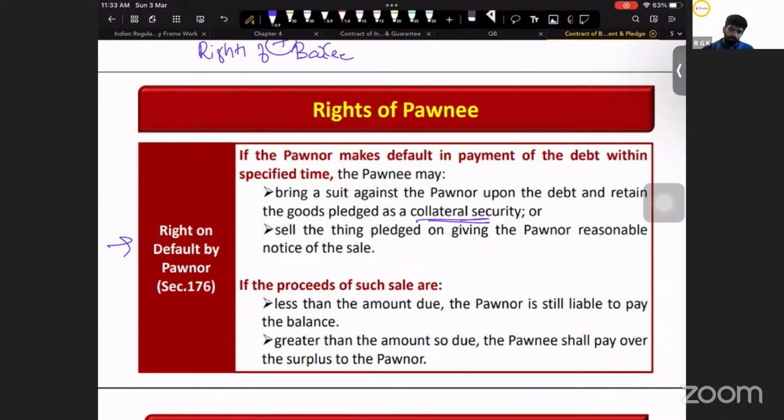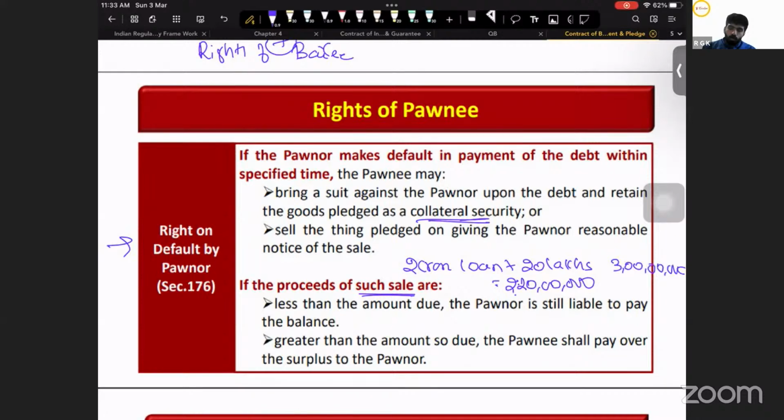In such case, if the proceeds of such sale, so 2 crore was the loan, let us say interest is 20, total amount comes to 2.2 crore, 20 lakhs. This is the amount due from Pranjal. But when the jewels are sold, let's say the jewel fetches 3 crore rupees. What to do with the excess amount? The 80 lakh rupees excess there. What to do with that?